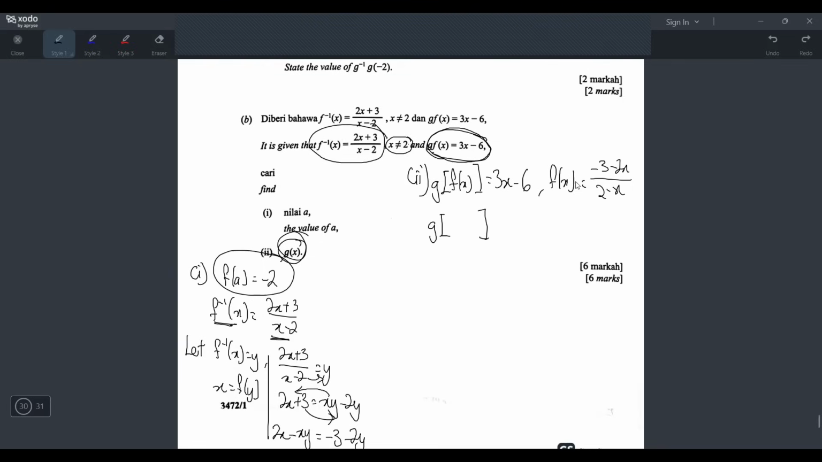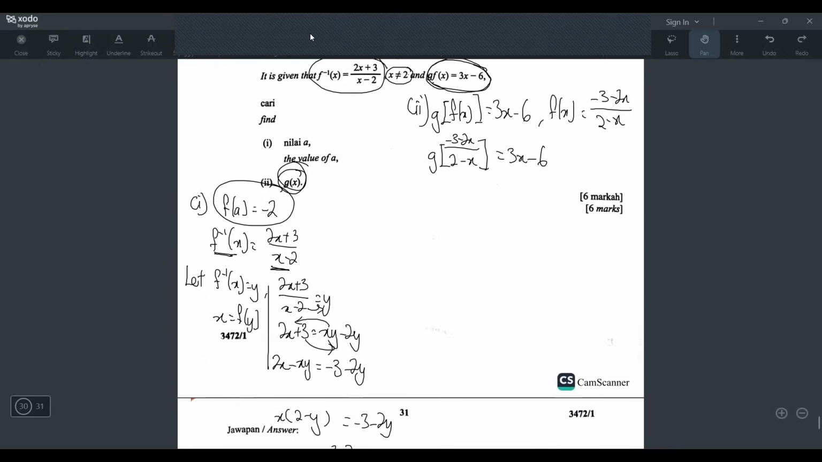So if you check now, f of x dalam ada sebenarnya. So kalau dalam ada, you kena masukkan. So negative 3 minus 2x over 2 minus x, and then equals to 3x minus 6. And I told you already, kalau dalam ada, luar mesti tak ada one. So if you look at luar now, g, you don't have function g, right? So you get stuck here already. So when you get stuck here, you have to let.